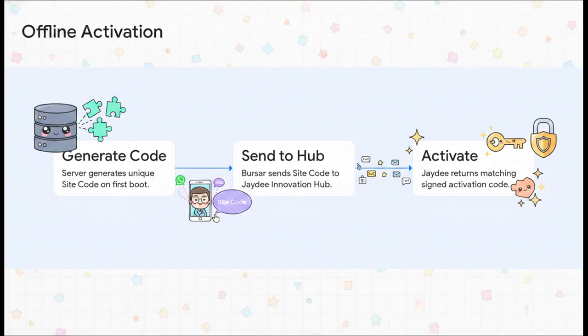JD generates a matching, securely encrypted HMAC signed activation code and sends it right back. The bursar pastes it in, and boom, the system is unlocked. This is a real game changer for schools in Kenya, where internet reliability can fluctuate.